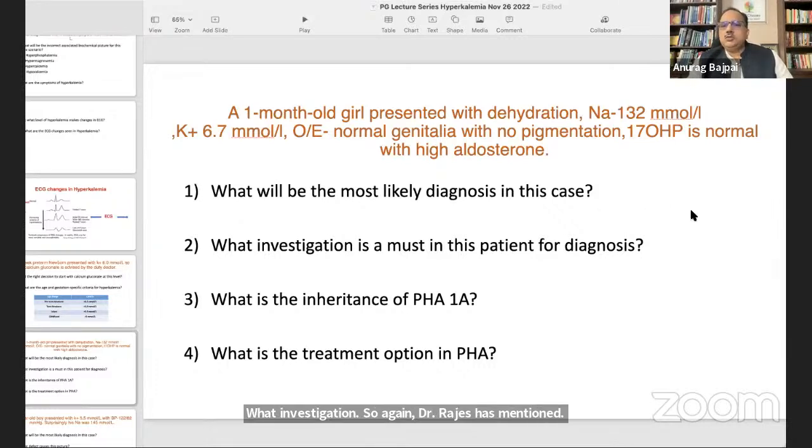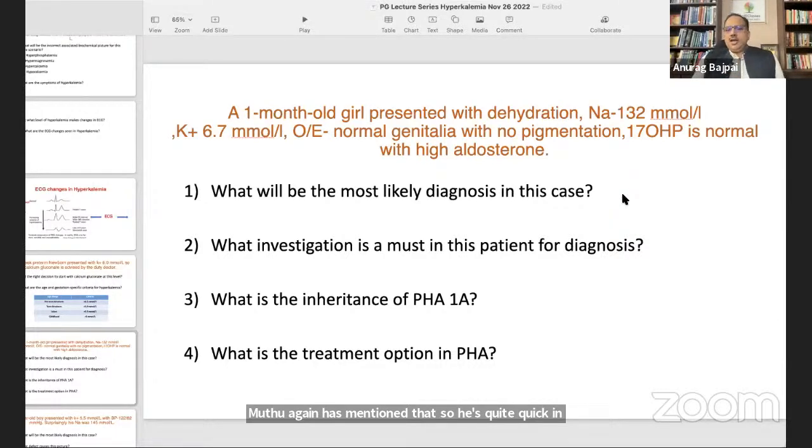Now, the next question is, what investigation is a must in this patient for diagnosis? Before you label it as PHA, is there anything else you would like to do at a simple level to exclude a possibility? Anybody? You can also put it in the chat box. So you should definitely get an ultrasound done and a urine routine microscopy. Dr. Muthu again has mentioned that. So he's quite quick in these aspects.